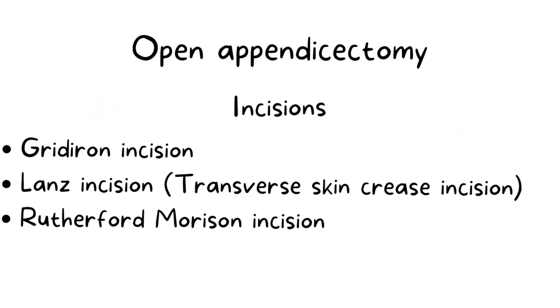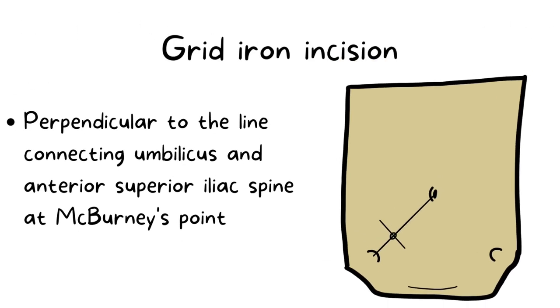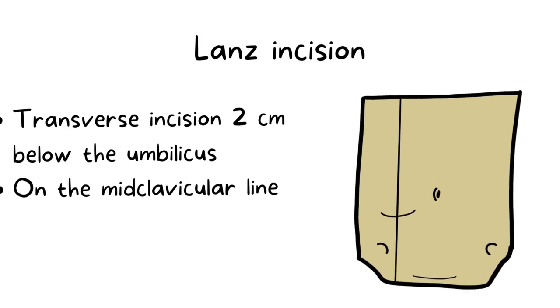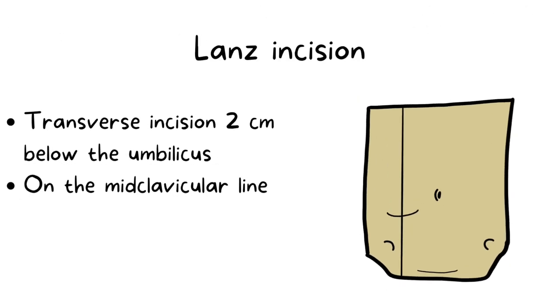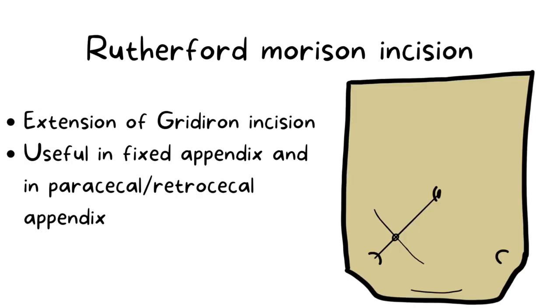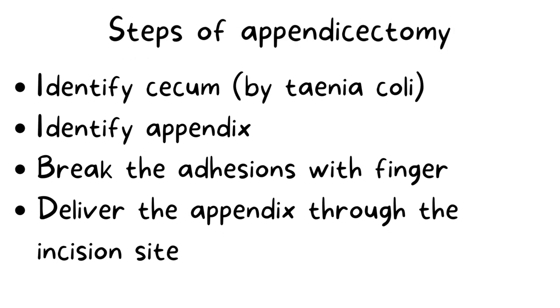The following incisions can be used while performing open appendicectomy. Gridiron incision is a perpendicular incision to the line connecting umbilicus and anterior superior iliac spine at the McBurney point, as you can see in this picture. Lanz incision is a transverse incision 2 cm below the umbilicus on the midclavicular line. Then Rutherford incision is like an extension of gridiron incision, and it involves incision of all the muscles in the anterior abdominal wall layer. This is usually in tough situations like fixed appendix and in paracecal and retrocecal positions, which are quite difficult to locate with smaller incisions. Let us see the steps of open appendicectomy.